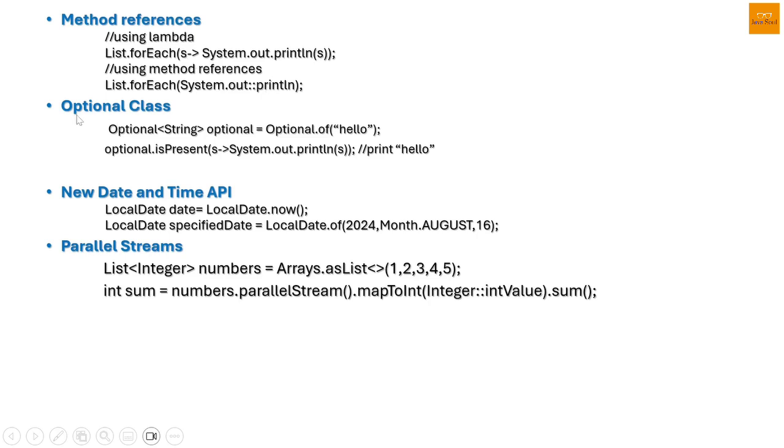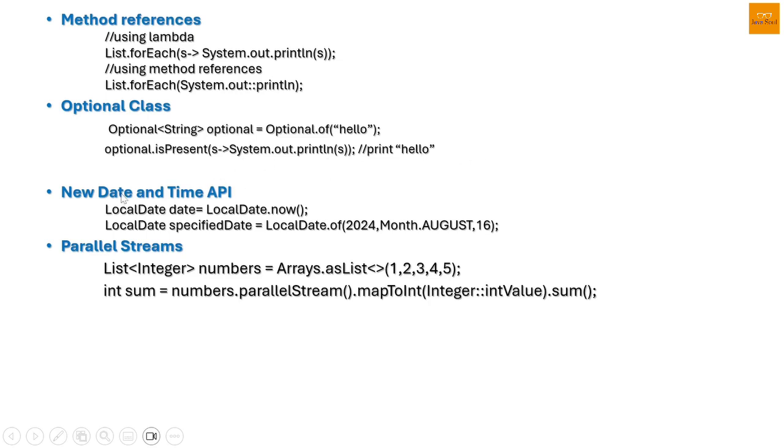And now we'll see the Optional class. Optional is a container object which may or may not contain a value. It is basically used to avoid NullPointerException, and it provides methods to handle the case where the value might be absent. As you can see here, I'm creating an Optional. I'm passing this string and calling the of method of the Optional class, so it's returning an Optional of type String. And then we can check with the isPresent method whether there is a value or not in this Optional variable. If there is a value, then we can print it.